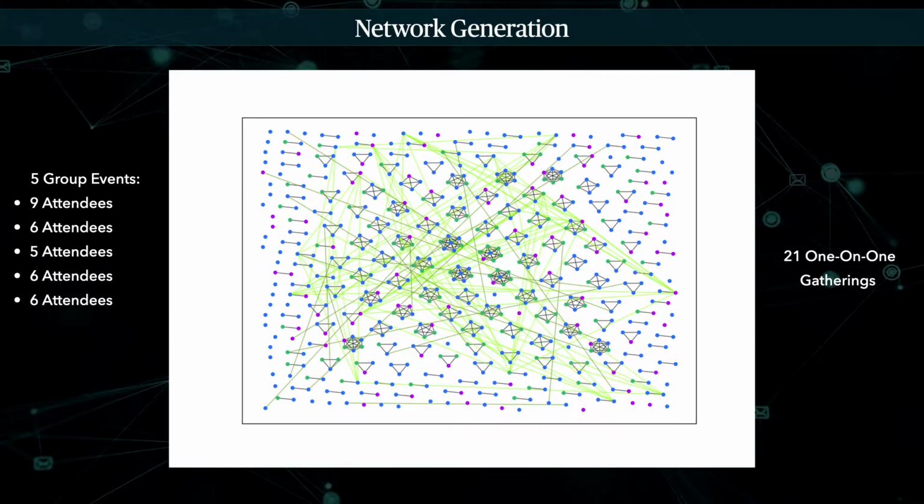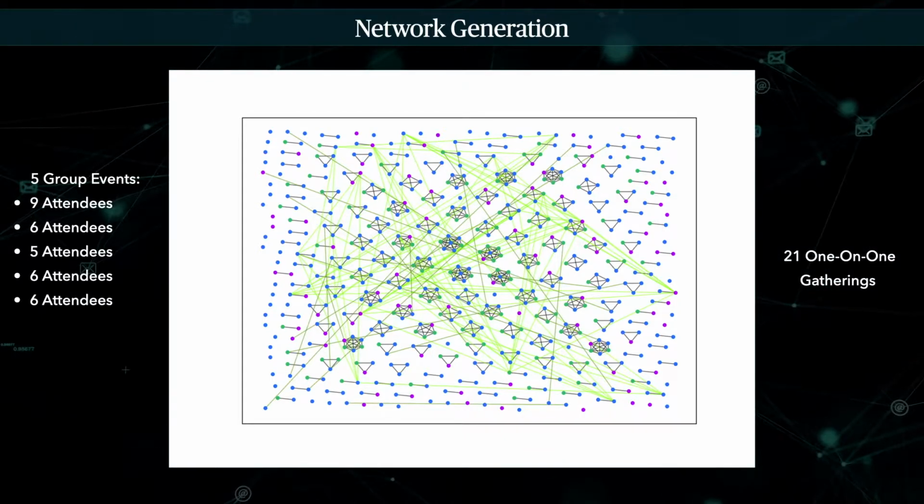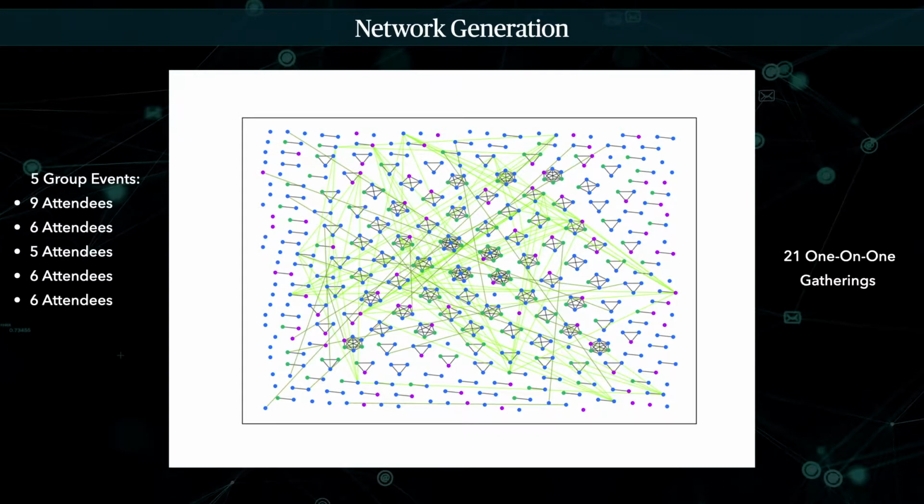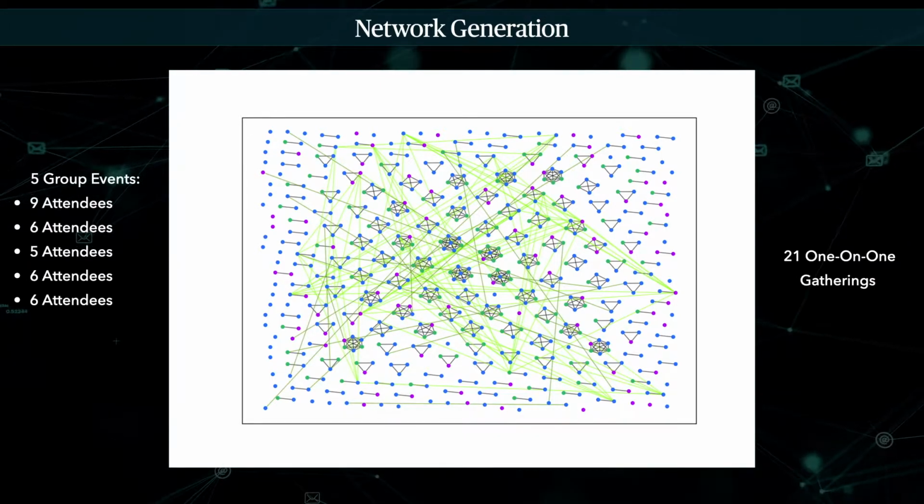Here we can see an example of one time step. We have 5 group events: 1 with 5 attendees, 3 with 6 attendees, and 1 with 9 attendees. We also have 42 people socializing one-on-one.